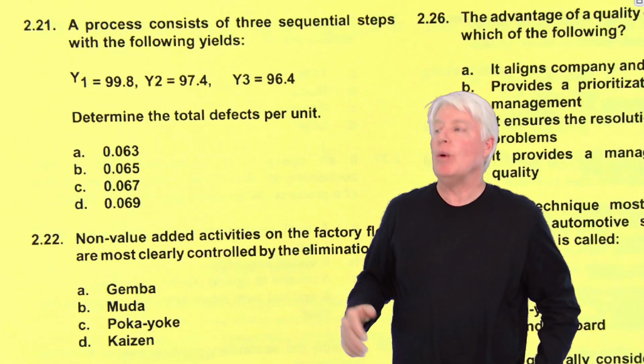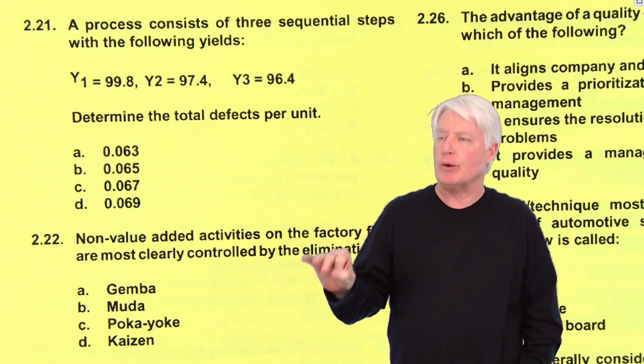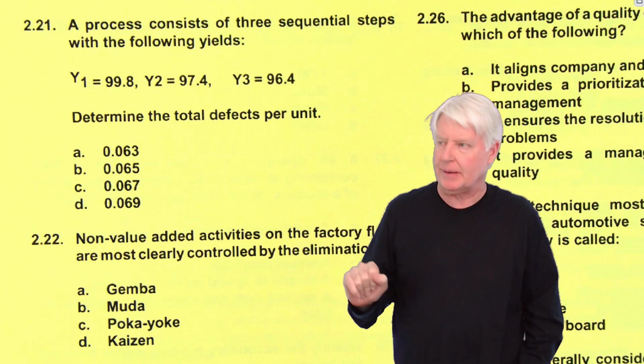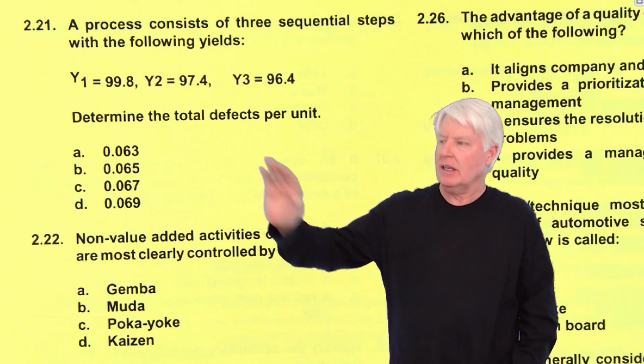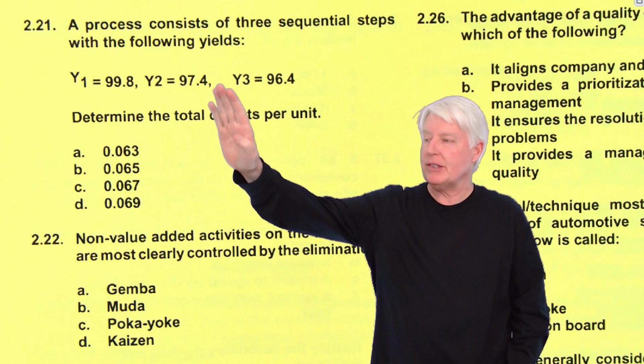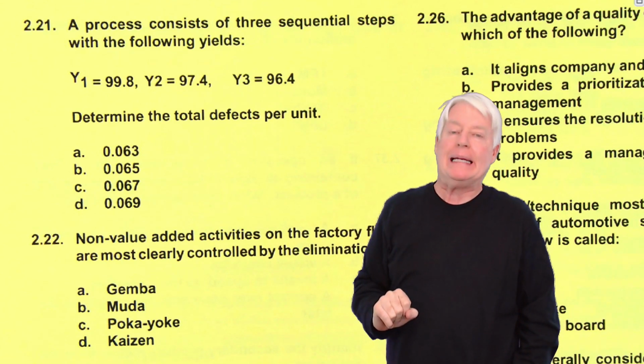All right, here we are at question 21, and it says a process consists of 3 sequential steps. Which of the following yields? Step 1, 99.8%, step 2, 97.4%, step 3, 96.4%.